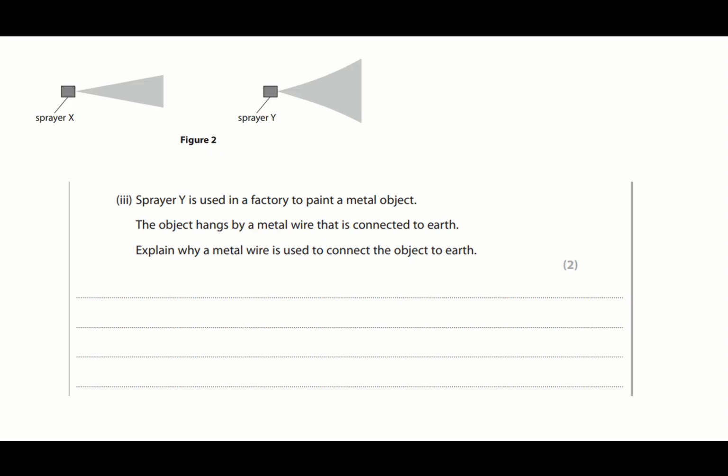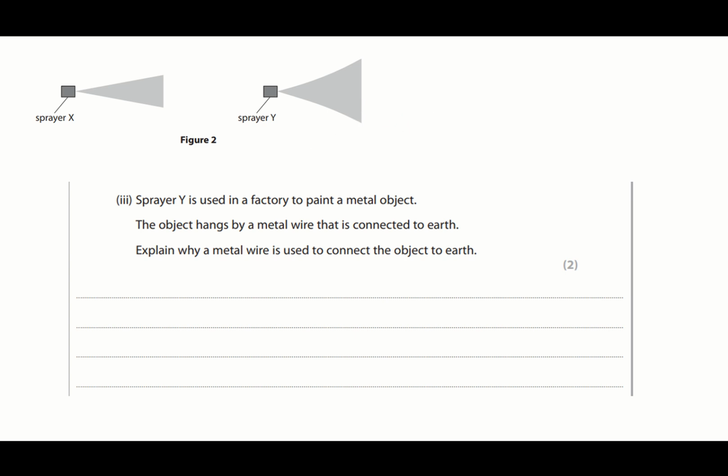Next question. Sprayer Y is used in a factory to paint a metal object. So clearly if this paint is positive, if I make something negative, it'll attract. And the benefit is it'll attract behind it. And the wonderful thing is, once the positives and the negatives have cancelled each other, no more paint will attract. And then we can just recycle that back around to the gun, saves me money. And at the same time, when I then bake this powder, I get an even coat.